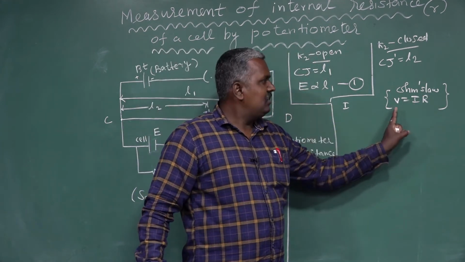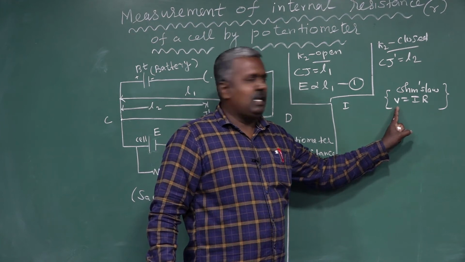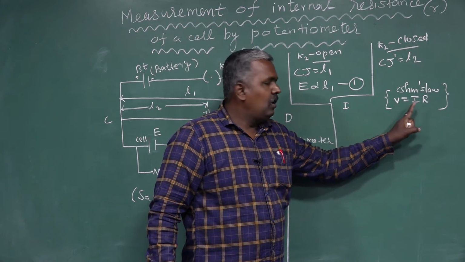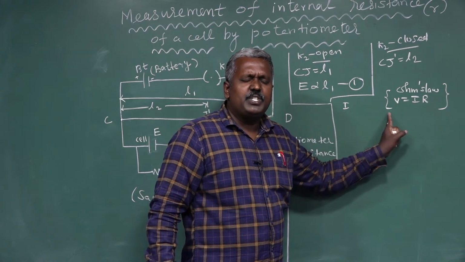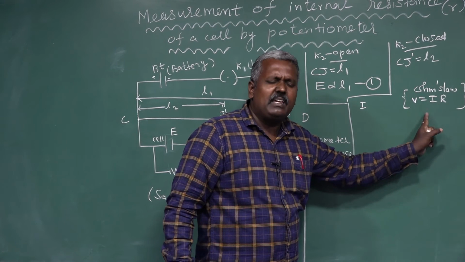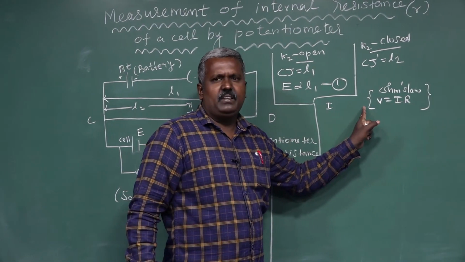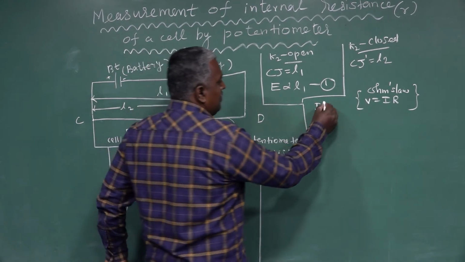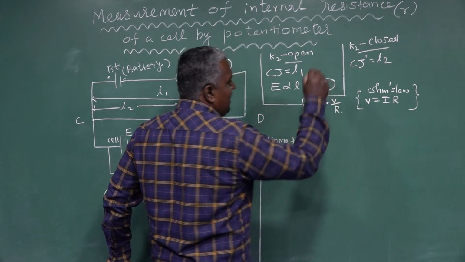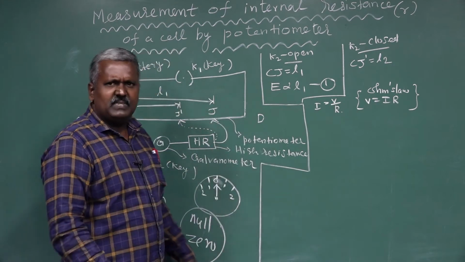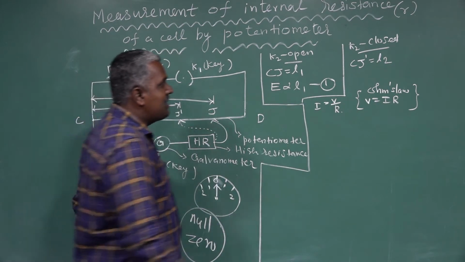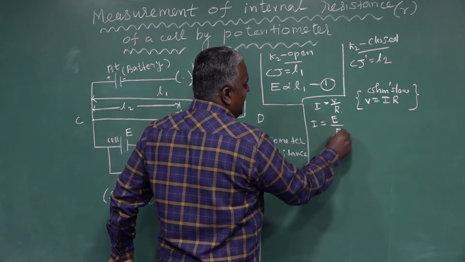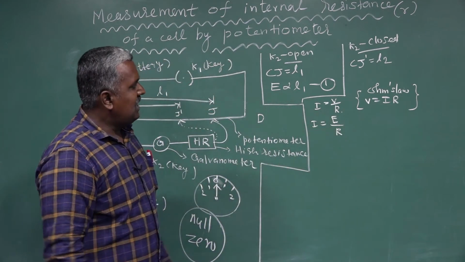All IRs are vegetarian. Keep in mind like this. All IRs are vegetarian. So IR is equal to V. So V is equal to IR. It is Ohm's law. I is equal to V by R. Instead of V, you must write E. That's all. I is equal to E by R.